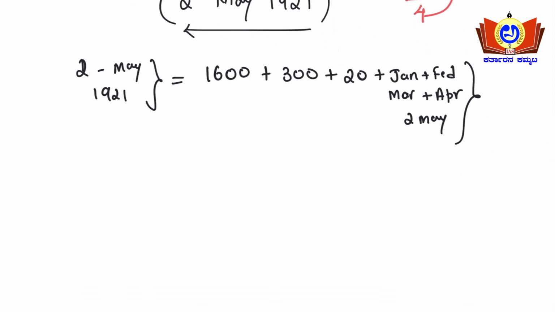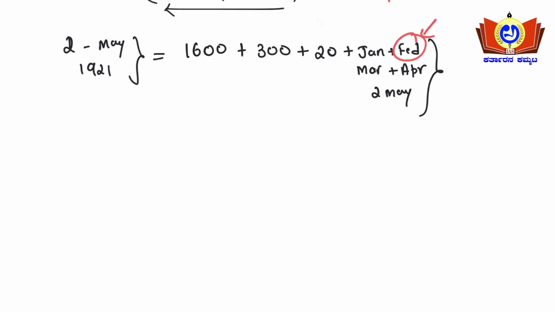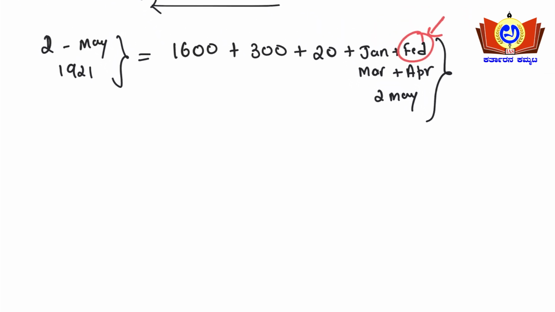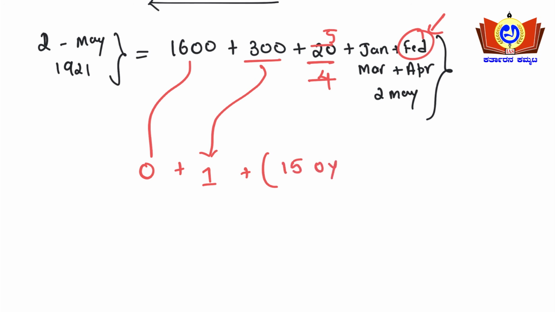Okay, if it is a leap year, one extra day we need to add here. Okay, so for 1600 how many odd days will be there? For 1600, 0 odd days will be there. So for this 300 how many odd days? 1 odd day will be there. So for this 20, divided by 4, so 4 into 5 times. So in that particular 20 years how many ordinary years will be there? 15 ordinary years plus 5 leap years.